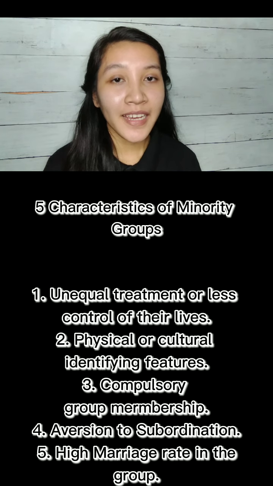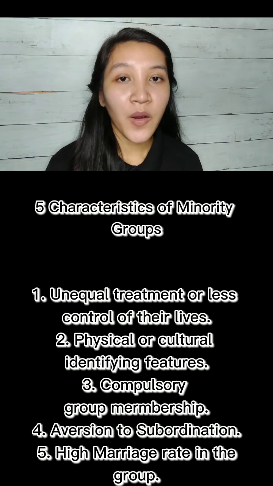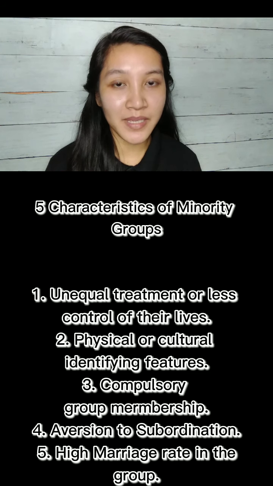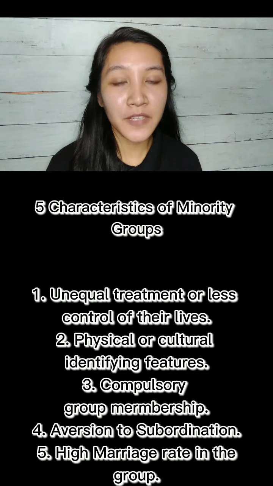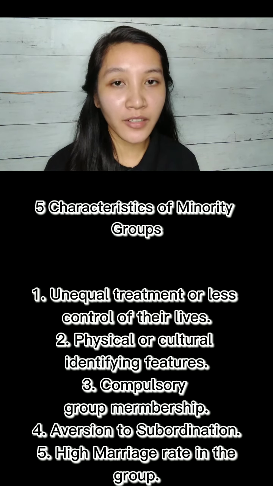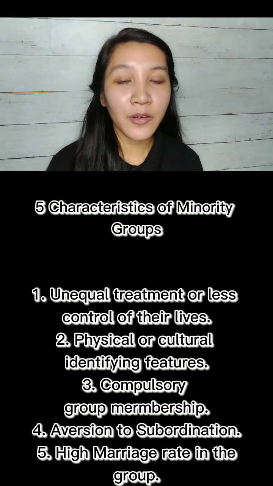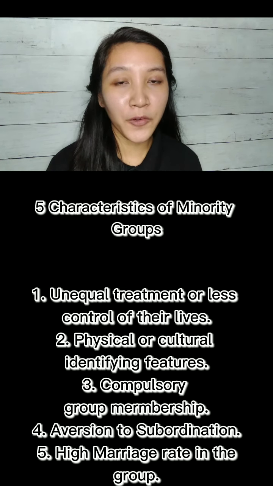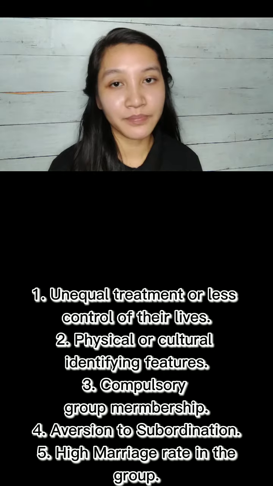There are five characteristics that distinguish minority groups. The first one is unequal treatment or less control over their lives. The second one is physical characteristics or cultural identifying features. The third one, compulsory group membership. The fourth one is the aversion to subordination. And the last one is the high marriage rate in the group.